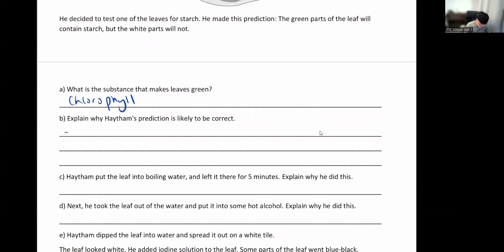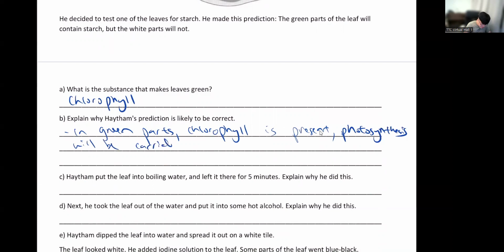Okay, because in the green parts, chlorophyll is present. So photosynthesis will be carried out. Okay, it will be carried out. So you can say starch will be present. Okay, so when there's starch, that means there's photosynthesis. As I've said it for the millionth time.